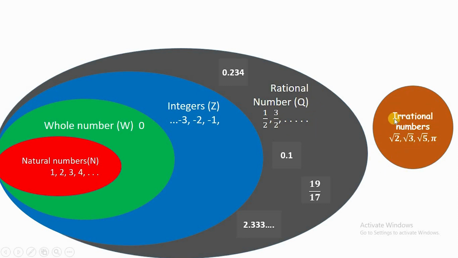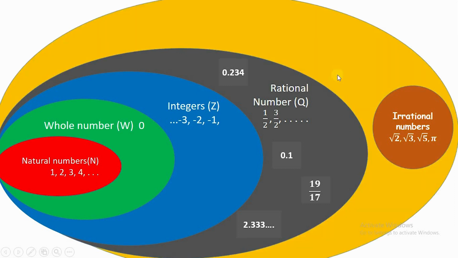And these numbers are called irrational numbers, which are the opposite of rational numbers. And so we need a new group of numbers, a larger group of numbers, and this group is called real numbers. Real numbers are denoted by capital letter R. So we can define real numbers as the collection of rational numbers and irrational numbers.